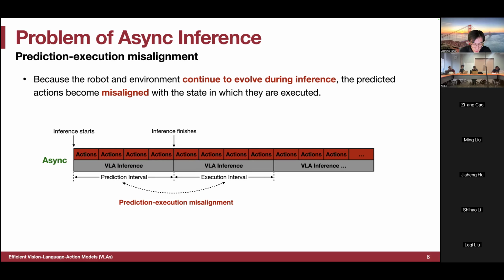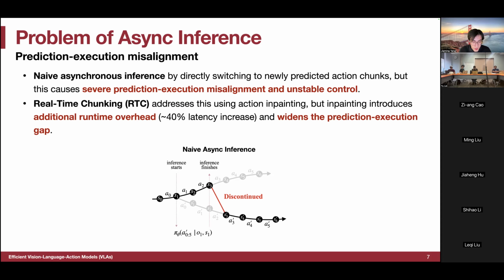So we may call this period of time the execution interval. And when the actions predicted are different from the actions executed, there is what we call the prediction and execution misalignment, and it can cause very unstable and laggy actions. So if we implement asynchronous inference in a very naive way, by simply switching to the new action chunk immediately, this actually causes very unstable control because there is a prediction execution misalignment here.